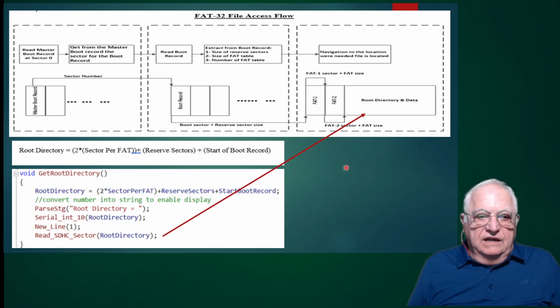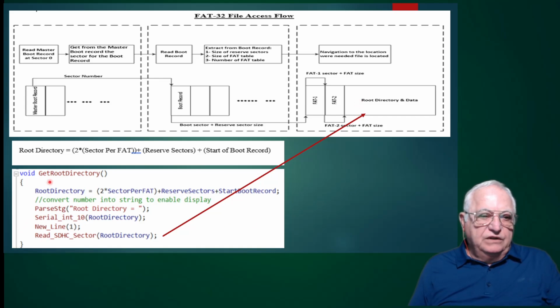So let's use the information that we got from the boot record to navigate all the way to the root directory. The root directory is going to be, we have sector per FAT multiplied by the two FAT tables that give us this area. Reserved sectors gives us this much, and then the start of the boot record gives us where we start. So we start right here, then we add all the information to get us to the root directory.